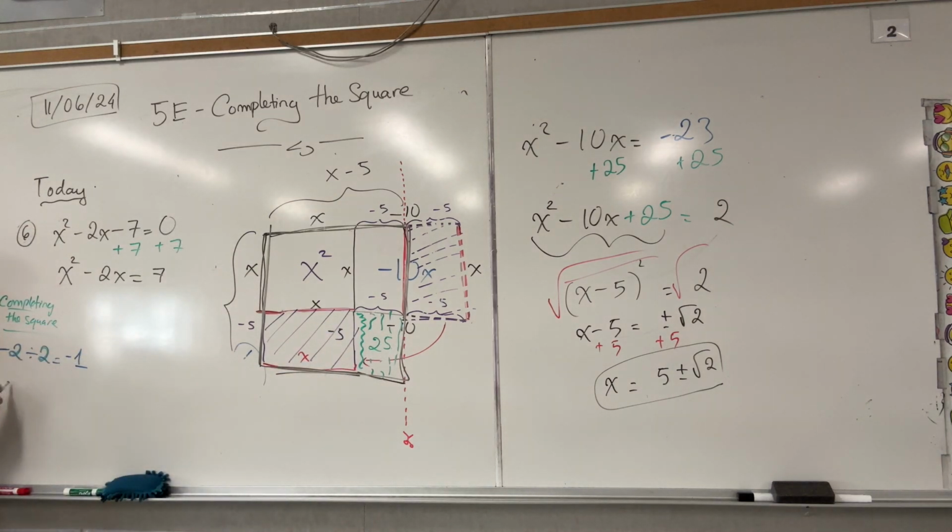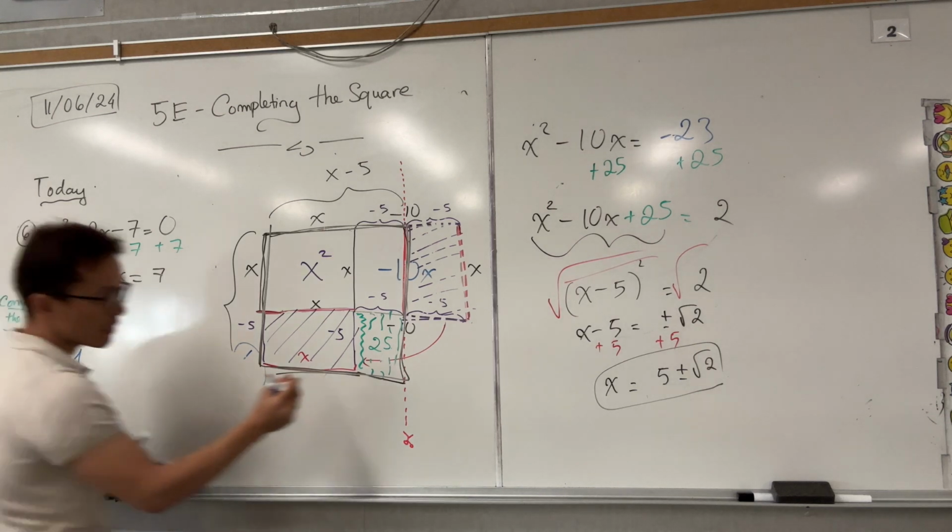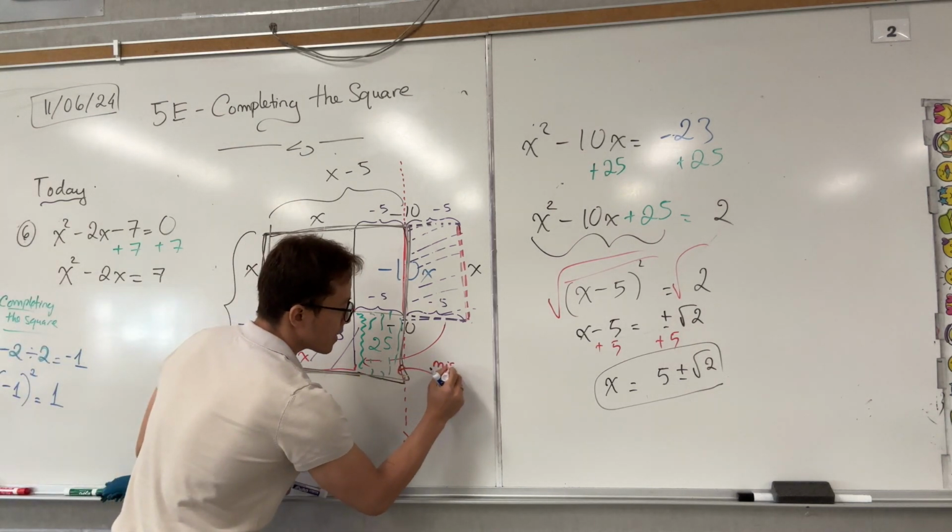What am I going to do next? I'm going to square it. What is negative 1 squared? 1. That's the completing the square step. It's only 2 steps. Right? This is the missing square.